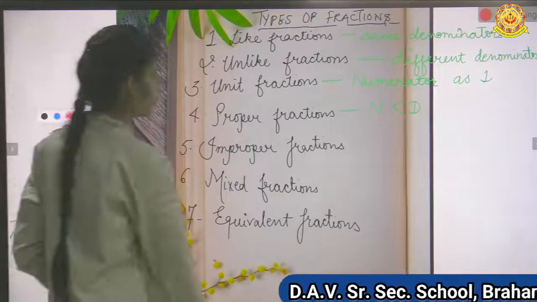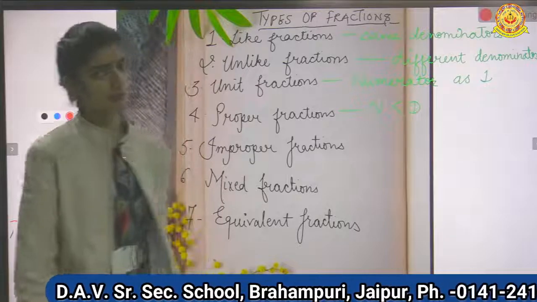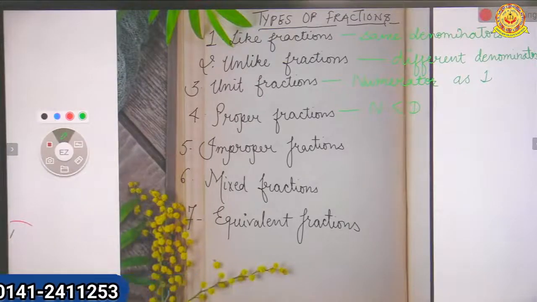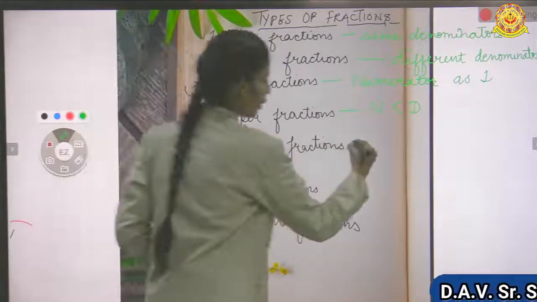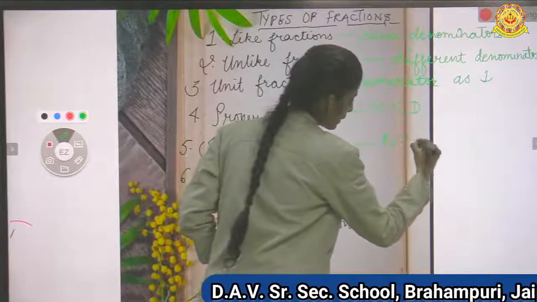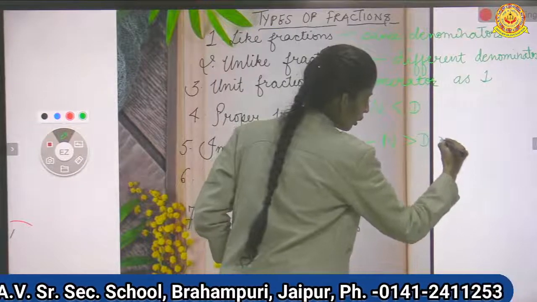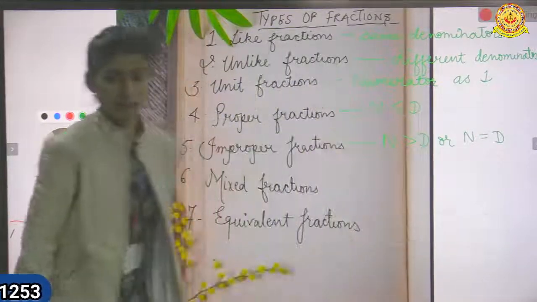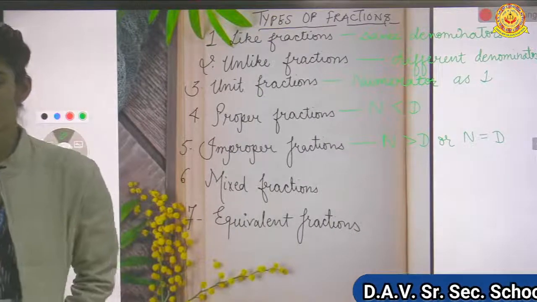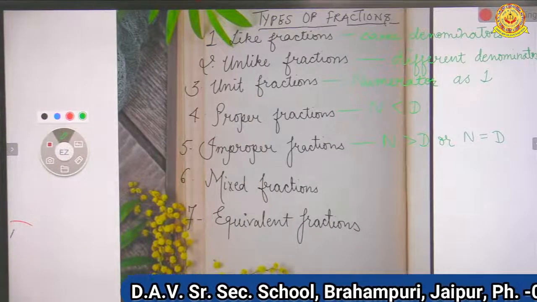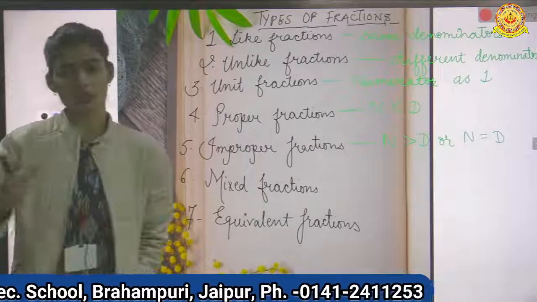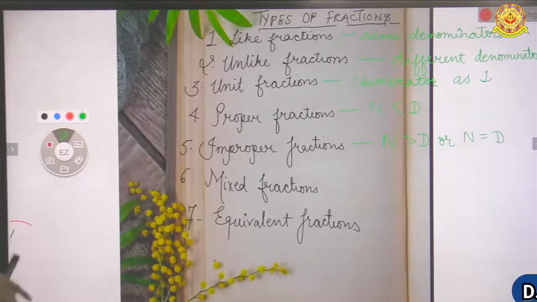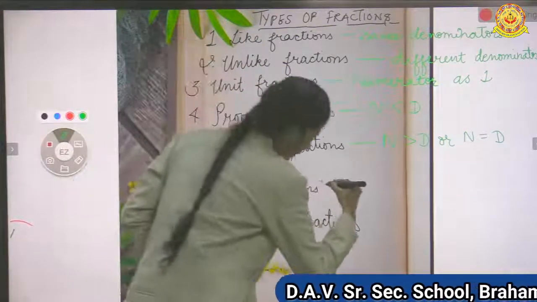And in improper fraction, numerator should be greater than denominator, or numerator should be equal to its denominator. Okay, that is improper fraction. Now a mixed fraction is the combination of two types of numbers. What are these? A whole number and a proper fraction.